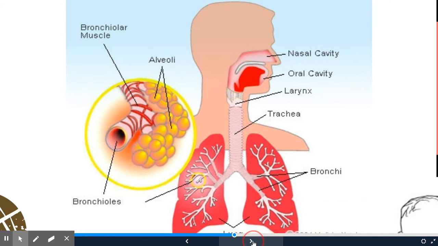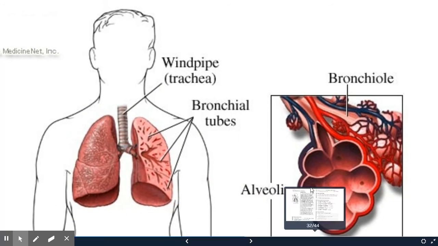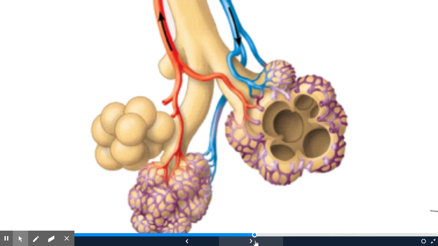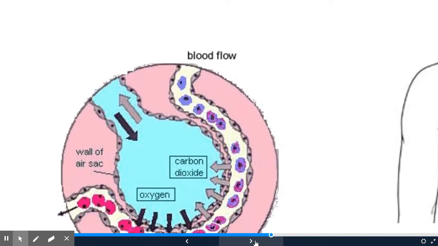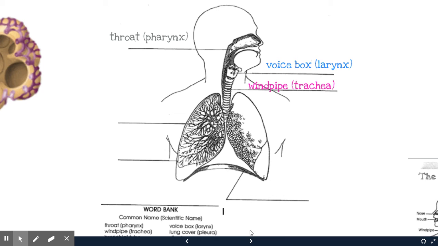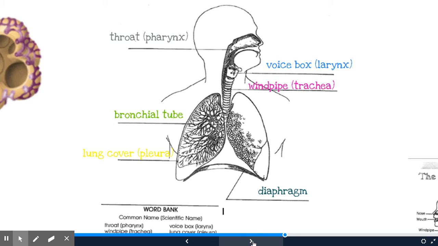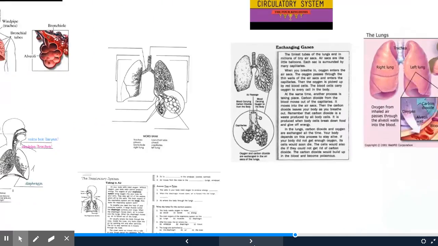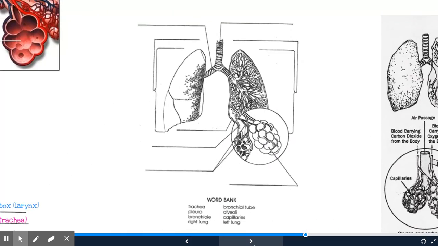We have another diagram here. You can see the little air sacs or alveoli right here with the bronchial. There they are again. And these are just some diagrams we'll flip through. We'll fill this out one more time. So you have your throat, pharynx. Can't say these. Your voice box is the larynx. Your windpipe would be the trachea. That connects your mouth to your lungs. Bronchial tube. You have a lung clover. And then don't forget your diaphragm. And we're just going to flip through these.